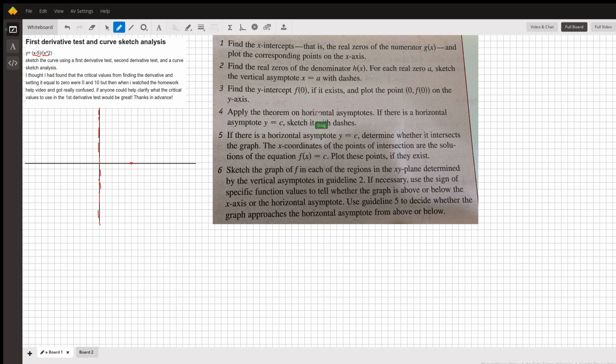Apply the theorem on horizontal asymptotes. When we have a rational function, if the degree of the denominator is larger than the degree of the numerator, then the horizontal asymptote is always the line y equals 0.